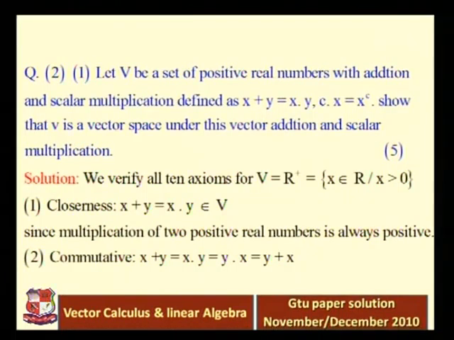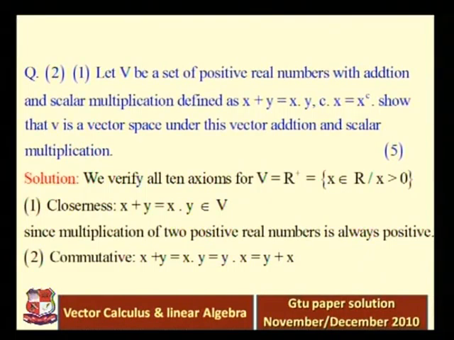Okay, with addition and scalar multiplication defined as x plus y is equal to x into y. How do we define addition? x plus y is equal to x into y, and c into x is equal to x raised to c. Show that V is a vector space under this vector addition and scalar multiplication, that we have to prove.